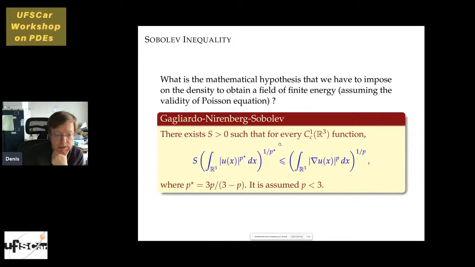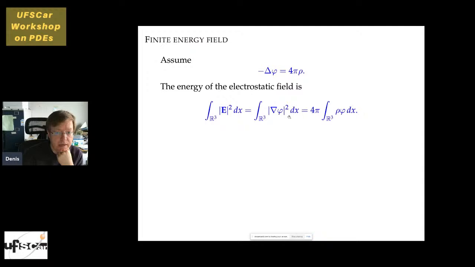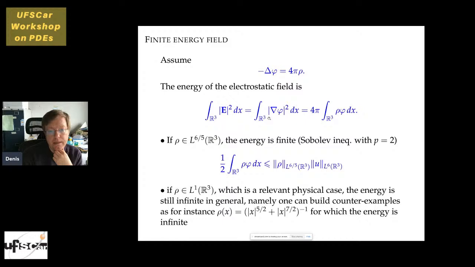So assume just for instance that indeed you can multiply this by phi, integrate by parts, then you end up with the energy of your field. And to be able to control this energy, you have to control this, okay? Of course, you have to control this not by anything. You need a control which is again absorbable by the gradient.